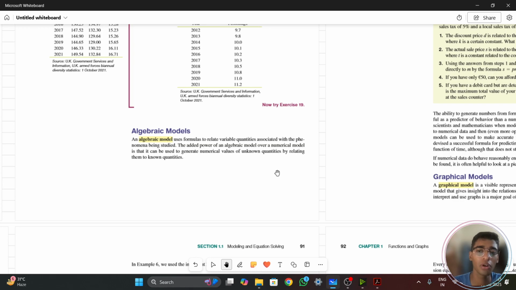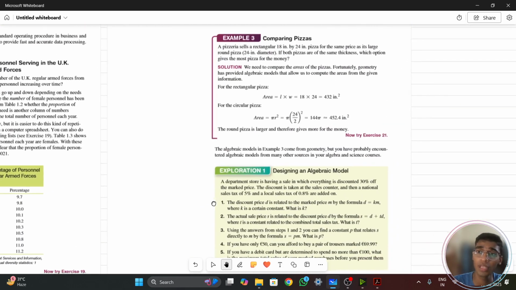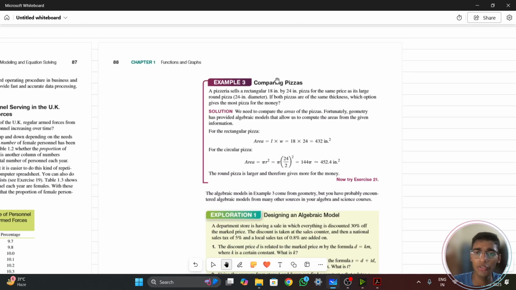Moving on to the algebraic model, which now adds to your numerical model. An algebraic model always uses formulas to relate variable quantities associated with the phenomena which is actually being studied. So let's come here. If you want to compare pizzas, a pizzeria sells a rectangular 18-inch by 24-inch pizza for the same price as its large round pizza, 24 inches in diameter. If both pizzas are of the same thickness, which option gives you the most pizza for your money?